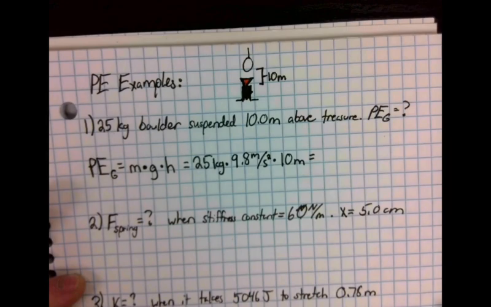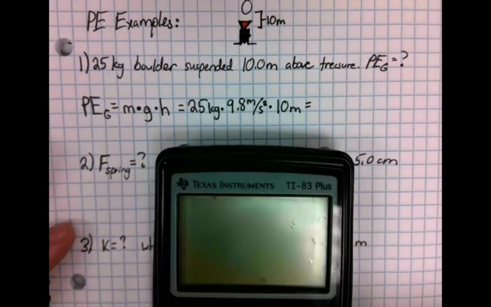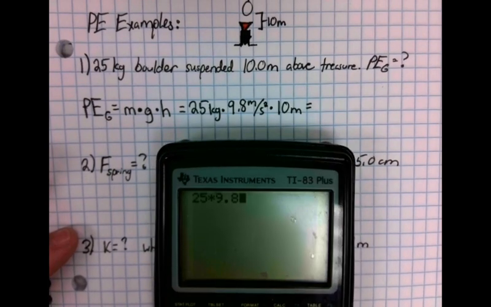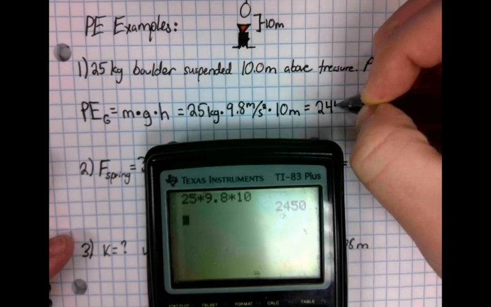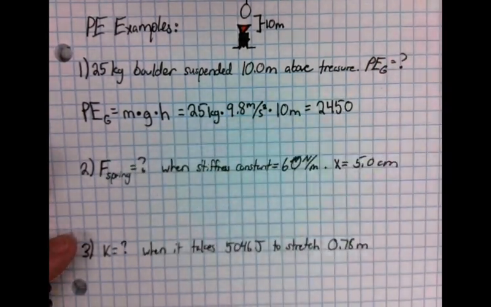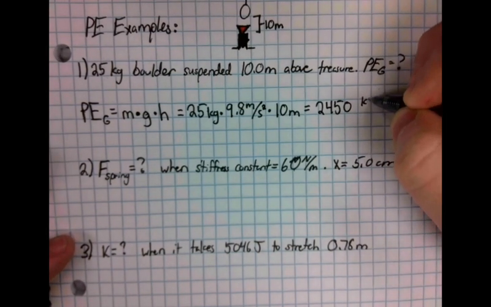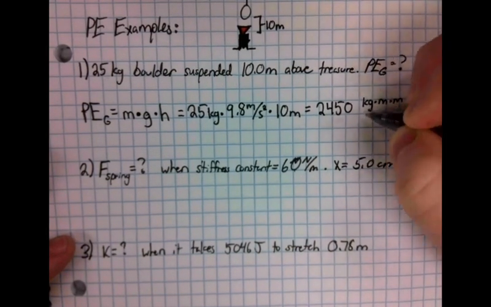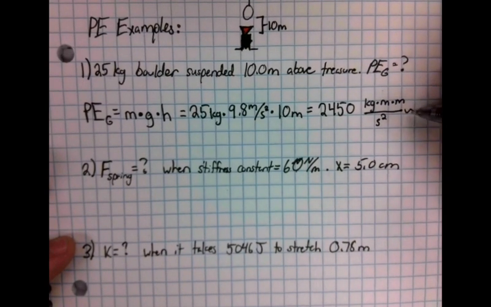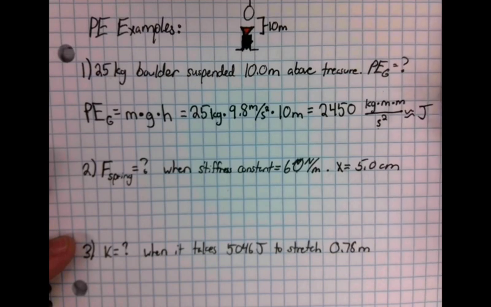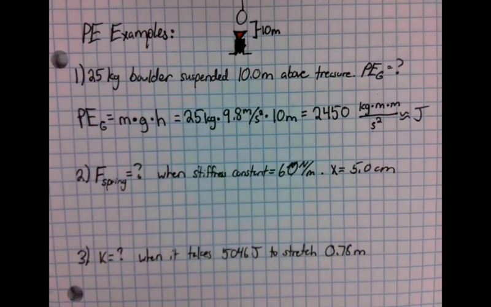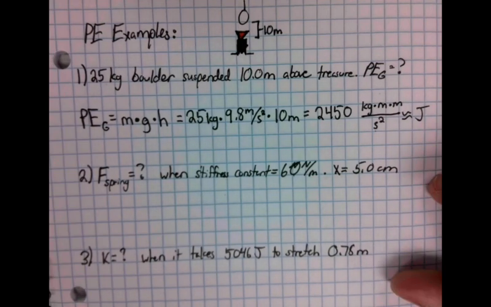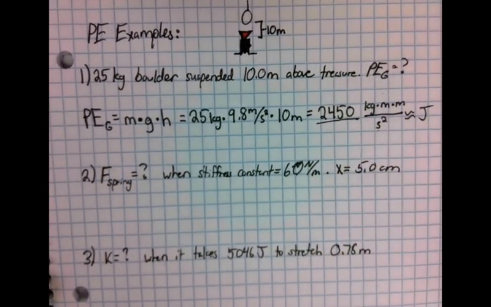It's 25 times 9.8 times 10, we get 2450. If we look at our unit just to double check, we would have kilograms times meters over second squared, which is the same thing as kilograms meters squared over second squared, which is the same thing as joules, which tells us that potential energy is also energy. It's giving you the same type of output as a kinetic energy or as a work equation is. But our answer is 2450.